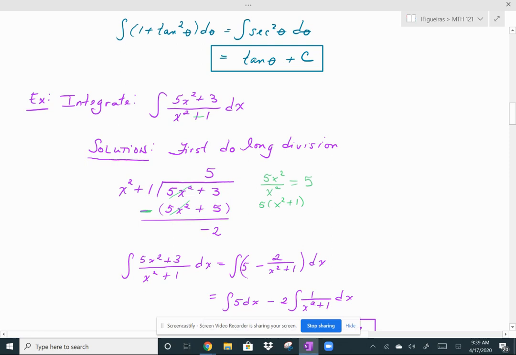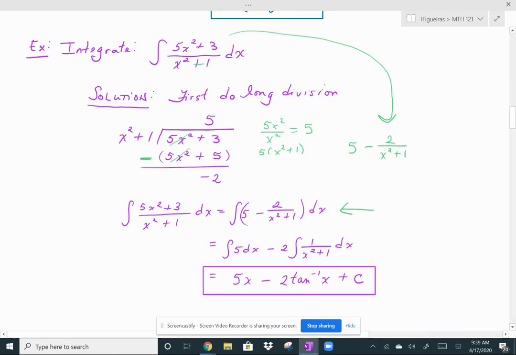So you can rewrite the original expression as 5 minus 2 over x squared plus 1, and they are equivalent. So this is equivalent to this. That's exactly what I did here. I rewrote my integral in a different way. So I have the integral of 5 minus 2 over x squared plus 1 dx. This is something I can work with.